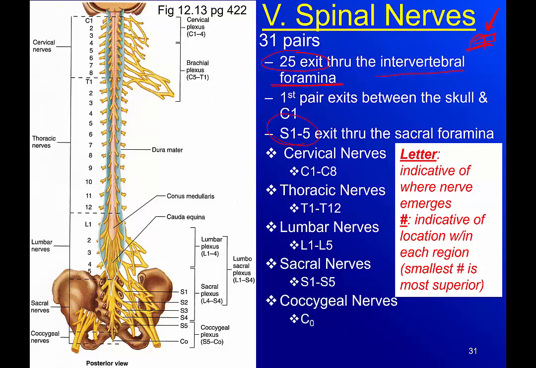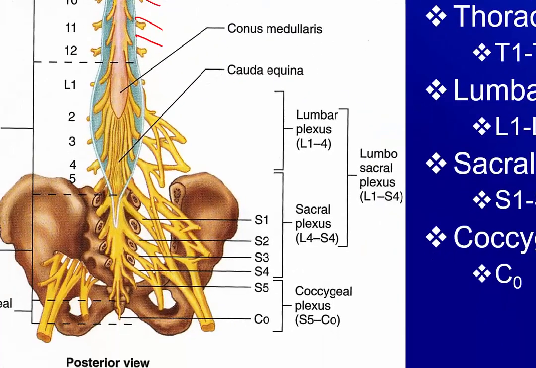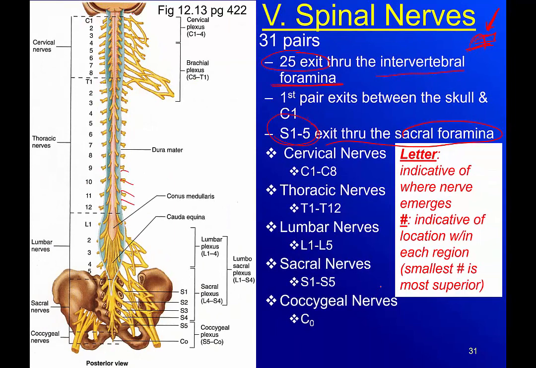S1 through S5 actually exit through the sacral foramina. Instead of coming out to the sides like this, if you go down here to the sacrum, they actually come out at odd angles through these holes. And you can also see them coming out through the opposite side. The coccygeal nerves.